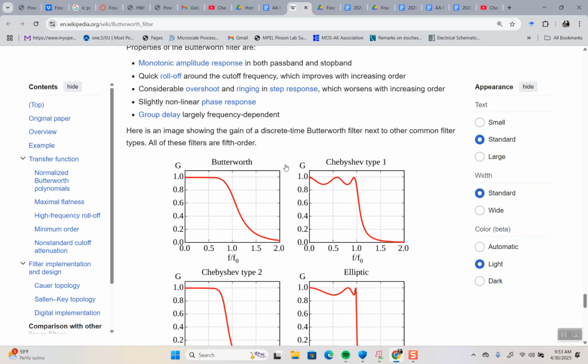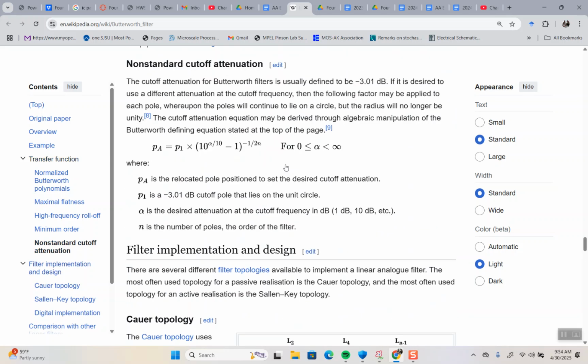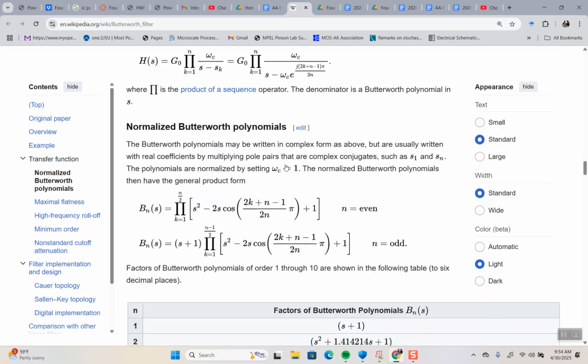But how is that? There's just this picture I want to, or it might be on the other filter.